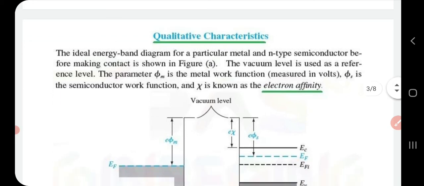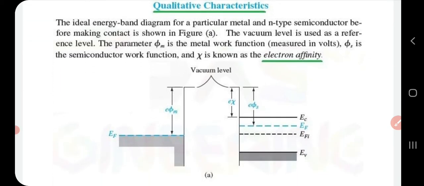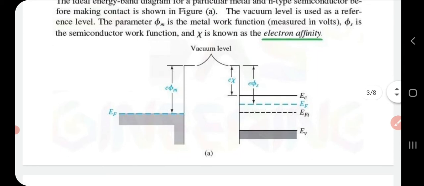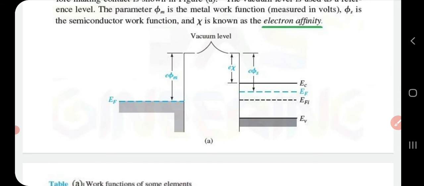Now this is the band diagram for a metal and N-type semiconductor before making contact. It is shown in this figure. Here the reference level that is used is called the vacuum level. Now here you can see a denotation phi M. It is actually the metal work function, where M denotes metal. So phi M is the metal work function. It is measured in volts. Then phi S is the semiconductor work function. So phi M is metal work function, whereas phi S is semiconductor work function. Now you can see an expression chi. Chi is nothing but electron affinity.